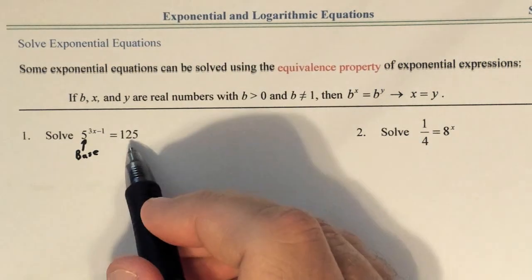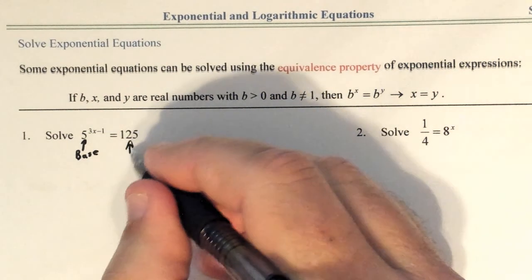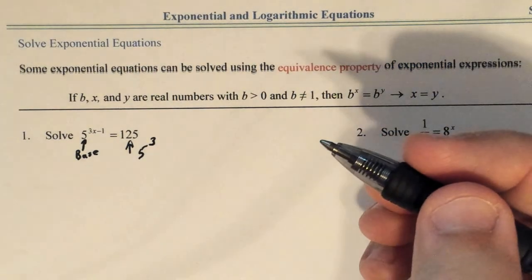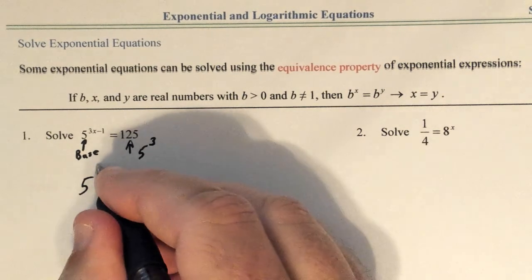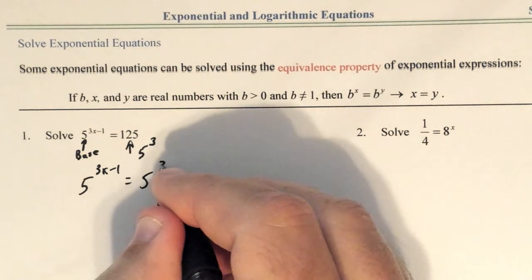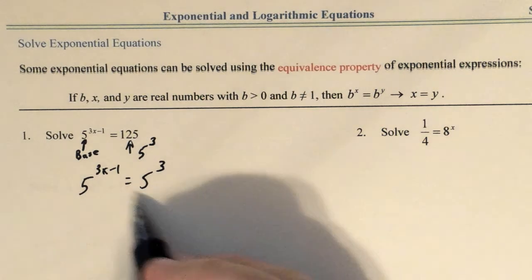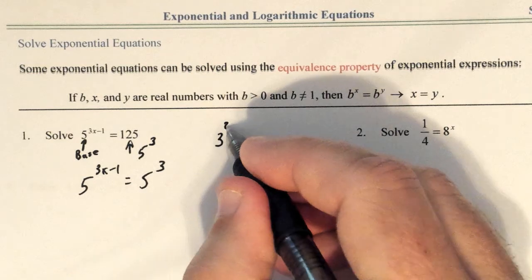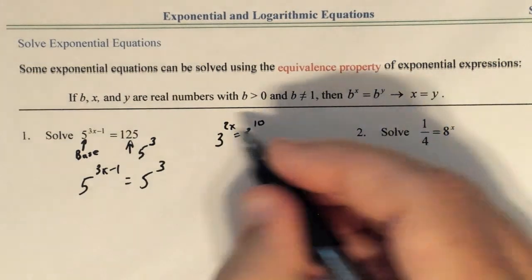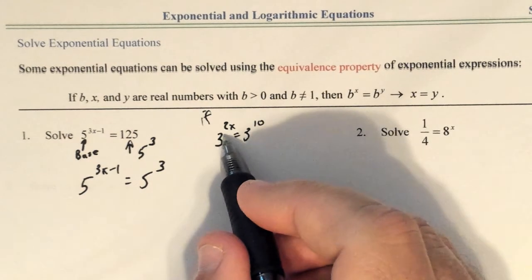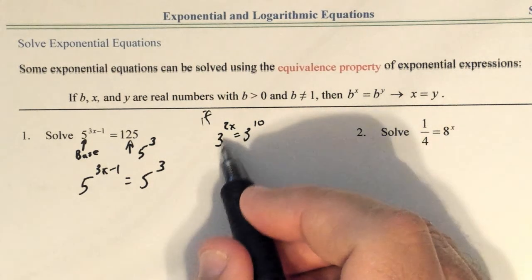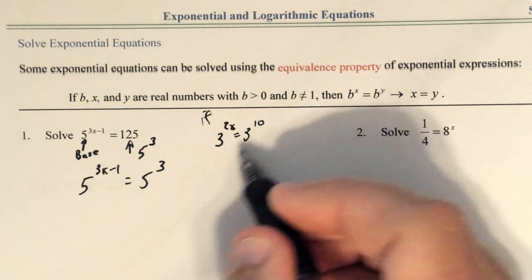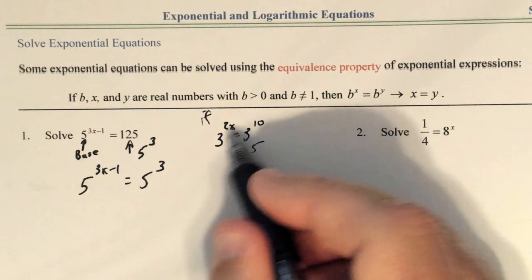So the whole goal is, can I change 125 into base 5? And I can, as 5 cubed. So when I do that, 5 to the 3x minus 1 is equal to 5 cubed. Now when I have the same base, if I told you 3 to the 2x is equal to 3 to the 10, how would you figure out what you would have to put in for x to make these two equal? Well, I'd have to make that a 5, right? Because then the whole thing's equal and the bases are the same.